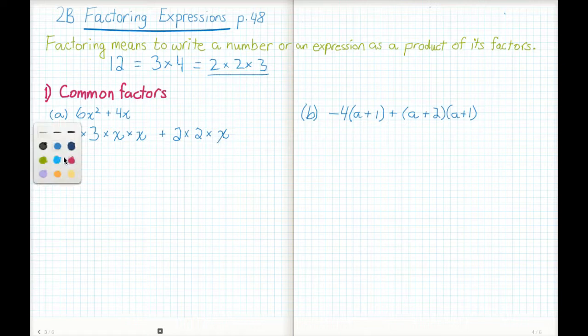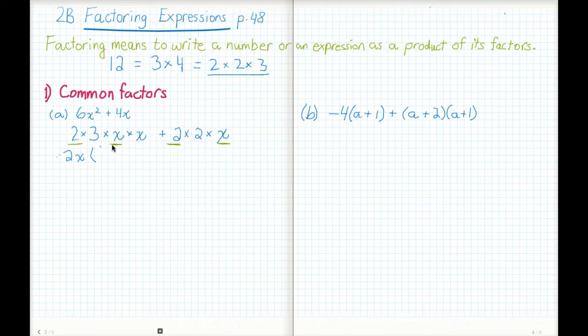Okay, which of these factors are in common? Let's underline them in green. Here I have a 2, and there I have a 2. So 2 is one common factor that I'm going to take out. And then I also have an x and an x in common. So I'm going to take out the 2 and the x on the outside of the brackets and then write what I have left over on the inside.